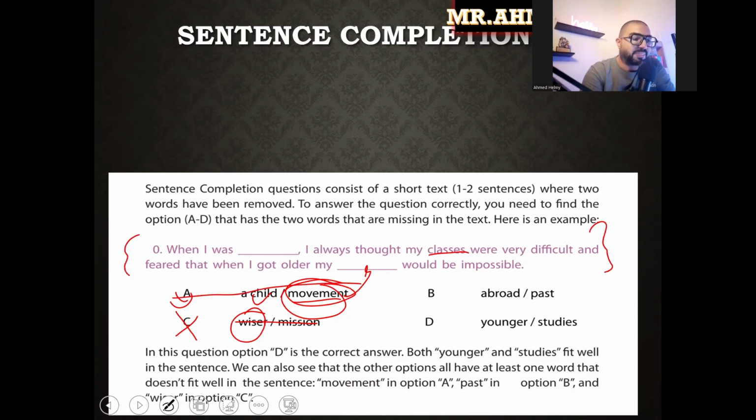So now I'm left with two choices. Let's go to B. When I was abroad, I always thought my classes were difficult and feared that when I got older, my past would be impossible. My past would be impossible. Of course, that doesn't make any sense at all. And then we are left with the correct answer, which is D.